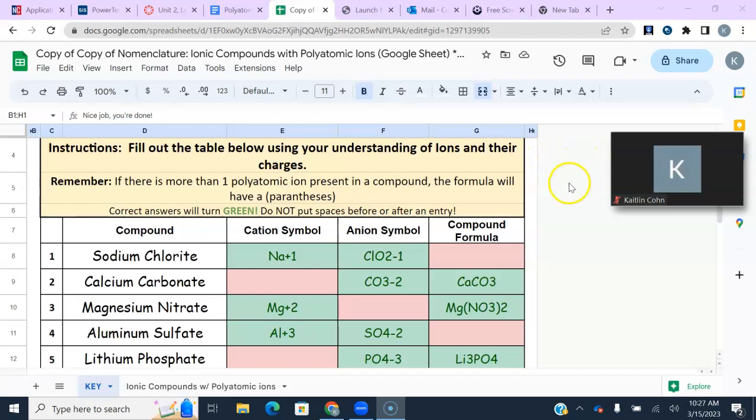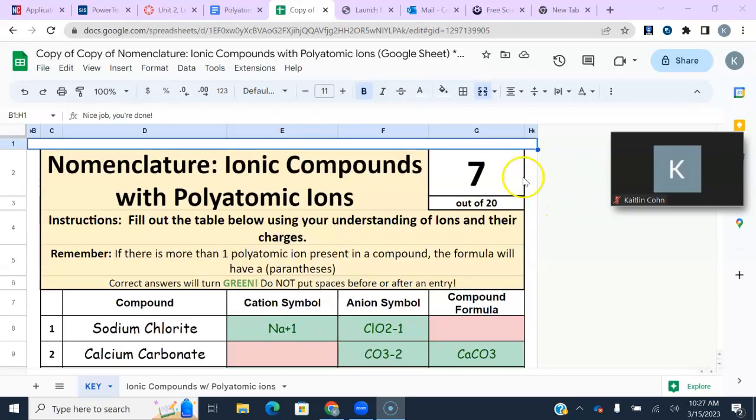Okay, so I'm going to do a few more of these examples just to help a little bit because they can be a little confusing. Now, I will say for this particular assignment, what I'm looking for up here is a 15 out of 20. I usually grade this on a scale, so if you can get to a 15, I give you 100 on the assignment because I know some of these can be a little bit more difficult.